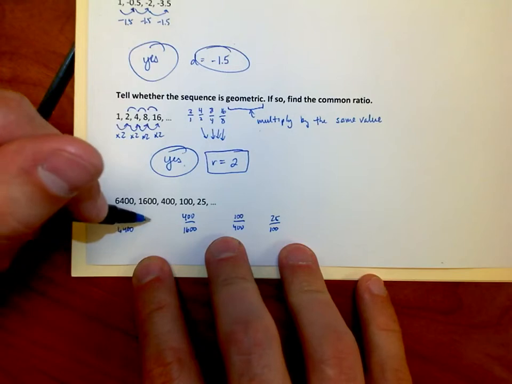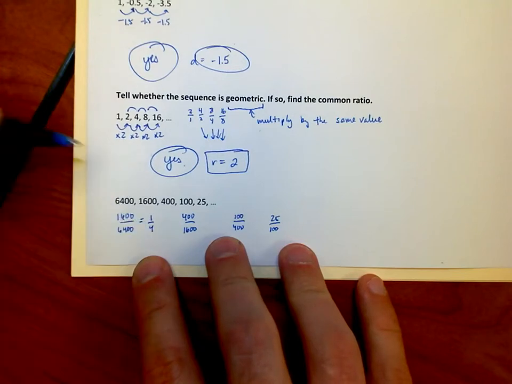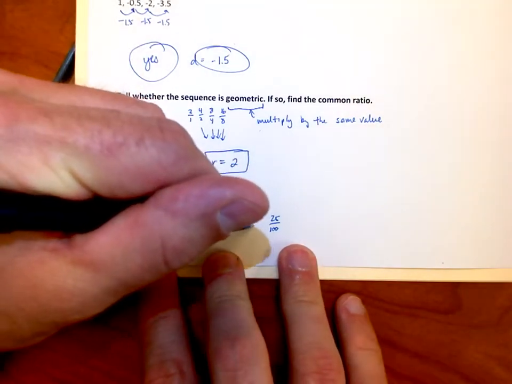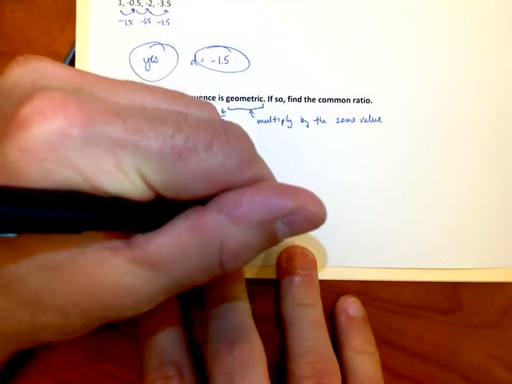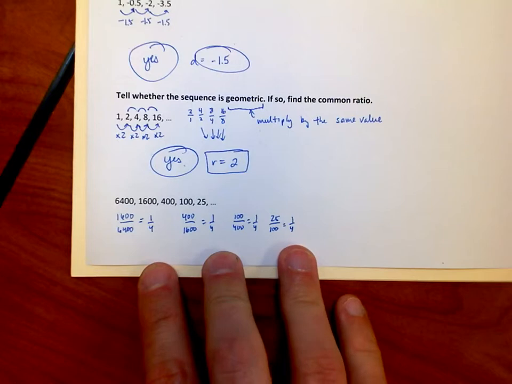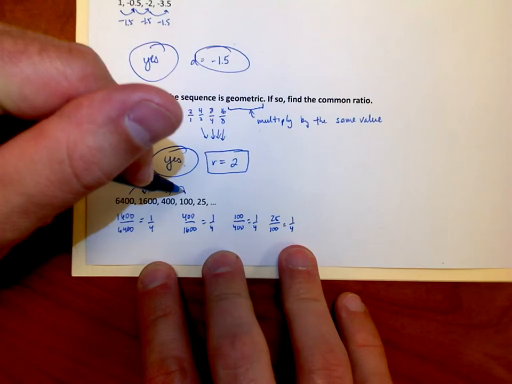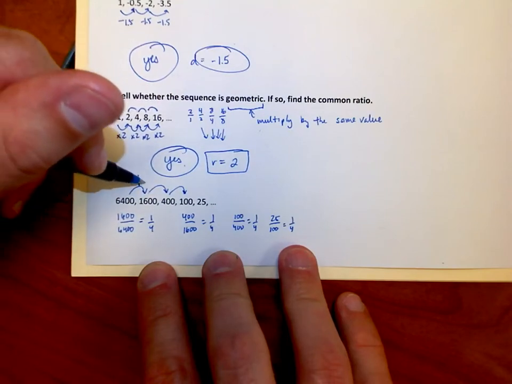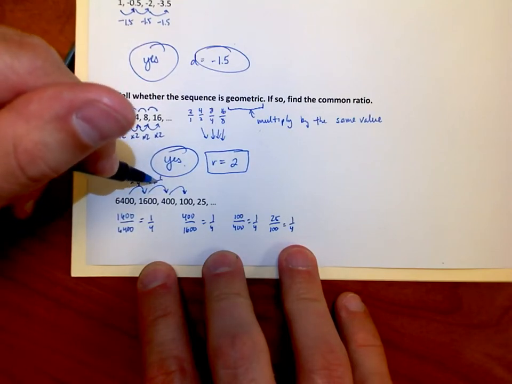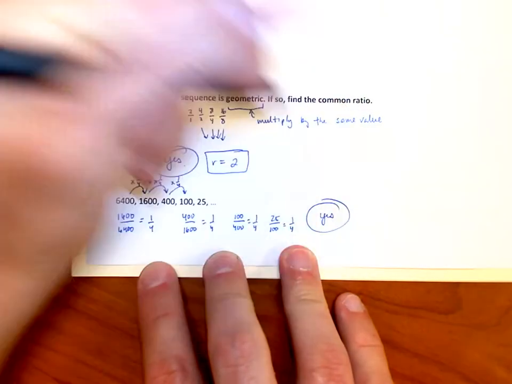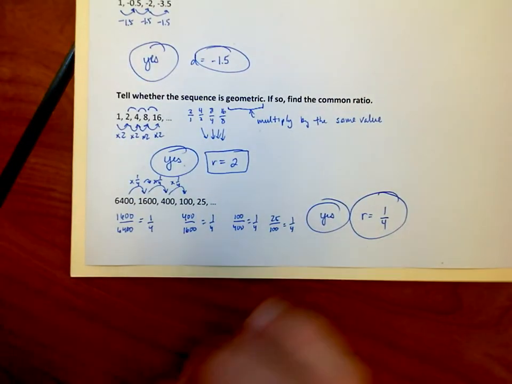And so if I put this in the calculator and simplify it, I'm going to get 1/4. 400 out of 1600 is 1/4. 100 out of 400, that's obviously 1/4, and 25 out of 100 is 1/4, right? So each time I was dividing by 4, I was multiplying by 1/4 in order to get to the next one. So that means, yes, the sequence is geometric, and the ratio here, what I'm multiplying by each time, is 1/4.